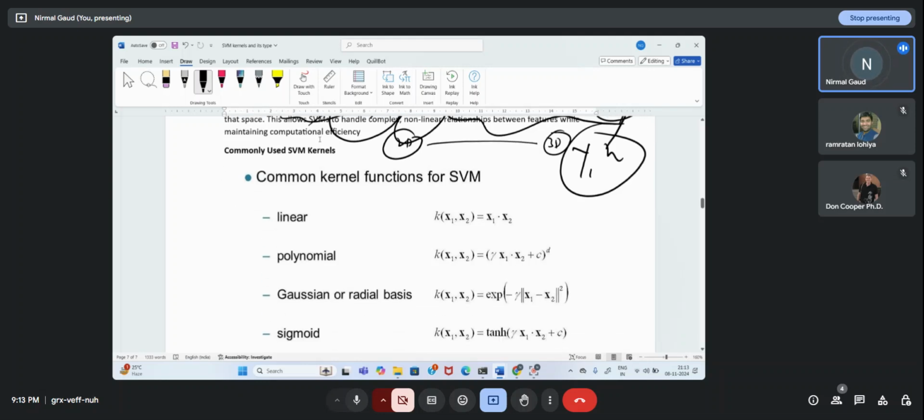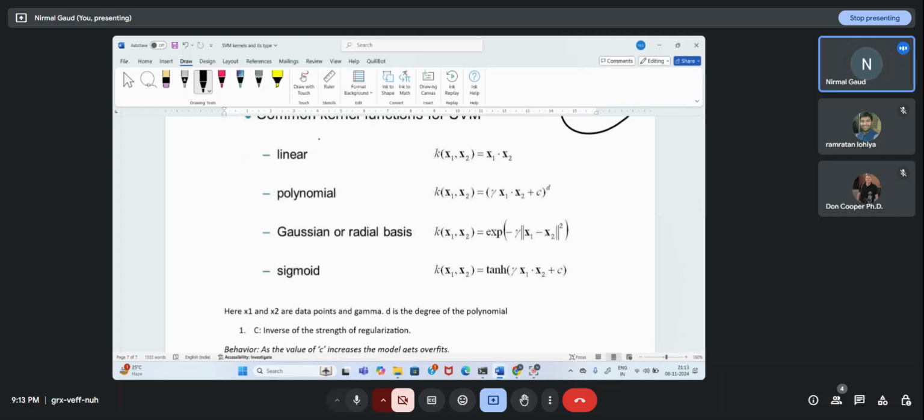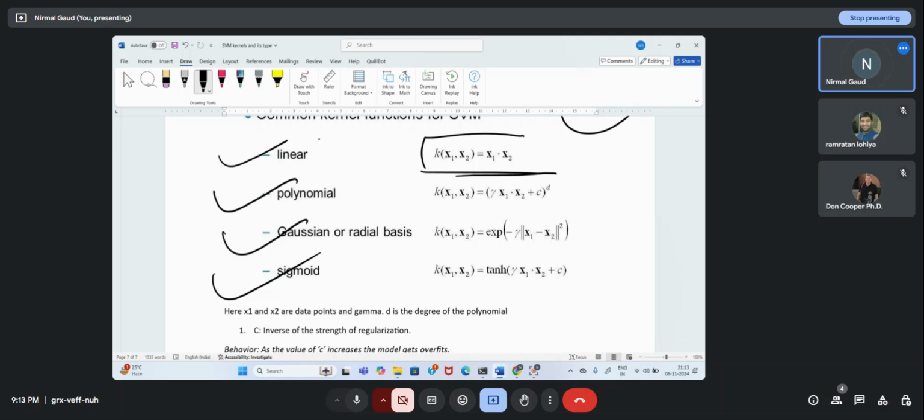Some of the commonly used kernel functions are linear, polynomial, Gaussian, and sigmoid. These are famous, and these are the formulas. For linear, I don't have any issue: x dot x, like this. There is no issue. For polynomial, it can be a power of d, some power.